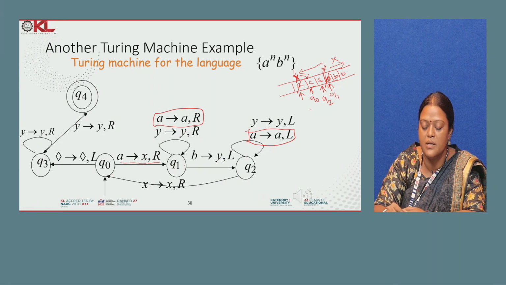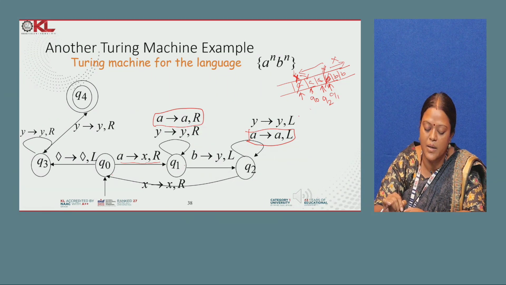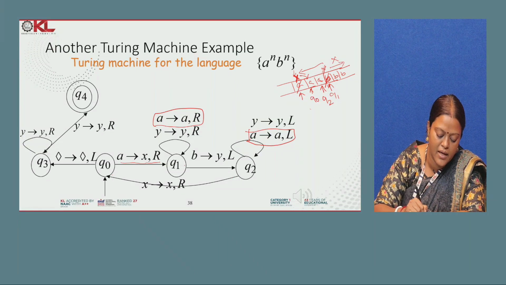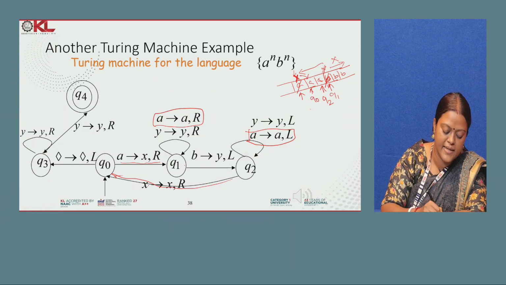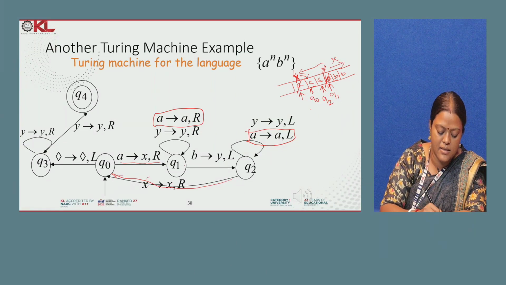You can imagine this as a for loop kind of thing, any loop structure, because all the time we are replacing a and b, we are checking one a corresponding to one b, and then again we are coming back. So here we have done nothing actually. We have kept the x as it is, that is x replaced by x only, that is no replacement, and we are moving to the right, and we are reaching q0.